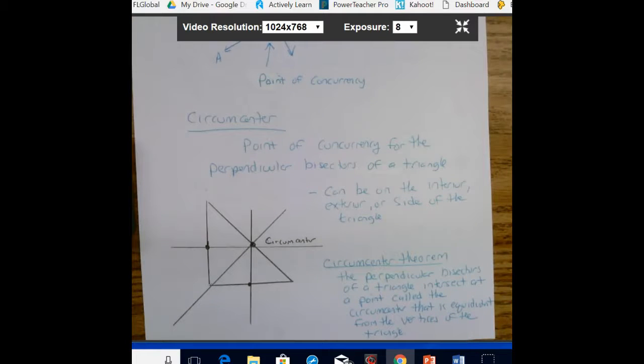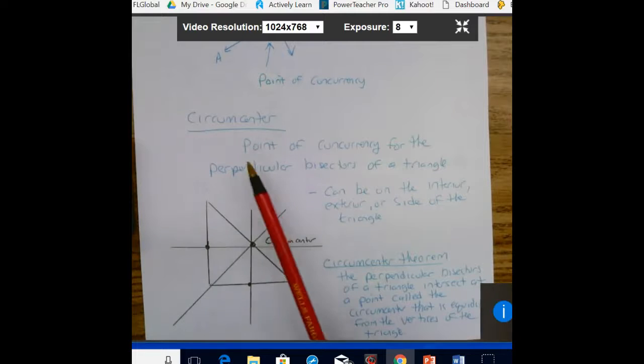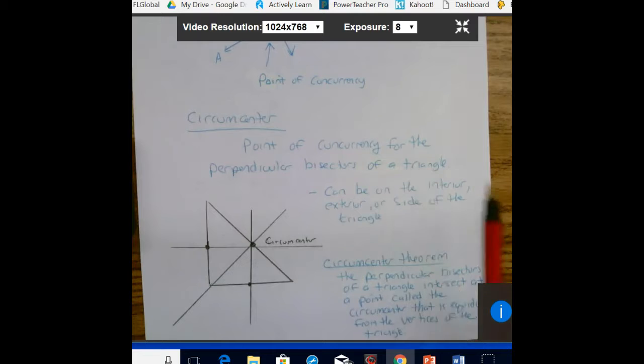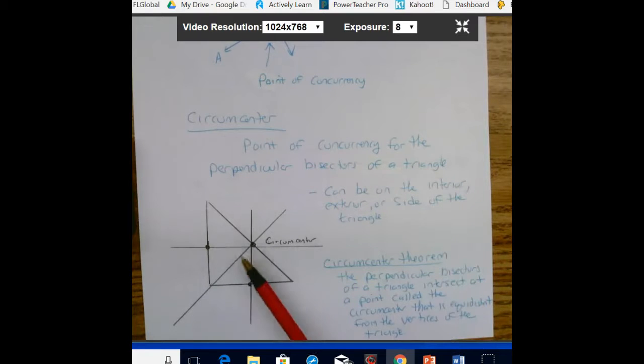Okay? So a circumcenter is the point of concurrency for the perpendicular bisectors of a triangle. If we draw these three lines on this triangle, the spot where they meet, we call that the circumcenter for the triangle. And the thing to remember is it can be on the interior of the triangle, it can be on the exterior, outside, or it can even be on the side of the triangle.